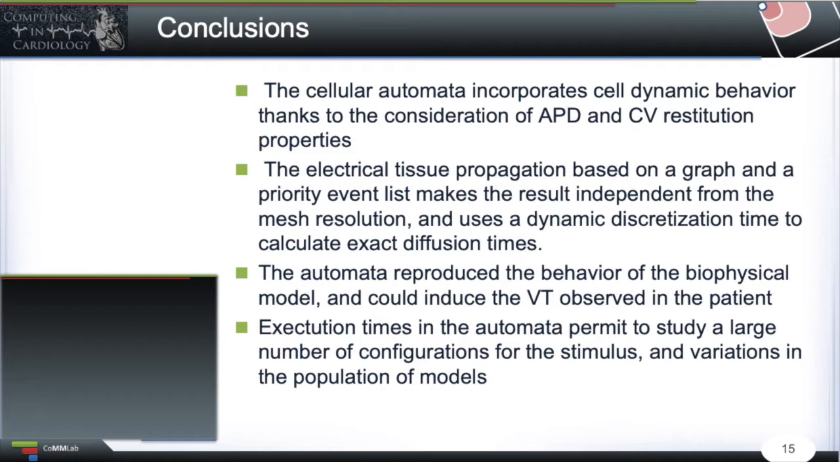So in conclusion, the cellular automata that we presented incorporates the cell dynamic behavior thanks to the consideration of the action potential duration and conduction velocity restitution properties. The electrical tissue propagation based on graph and event list makes the propagation independent of the resolution of the mesh. In that particular study, we used the same resolution for both the automata and the biophysical model, which was 2.6 million, but it was not necessary for the automata. Execution times are also much shorter with the automata.